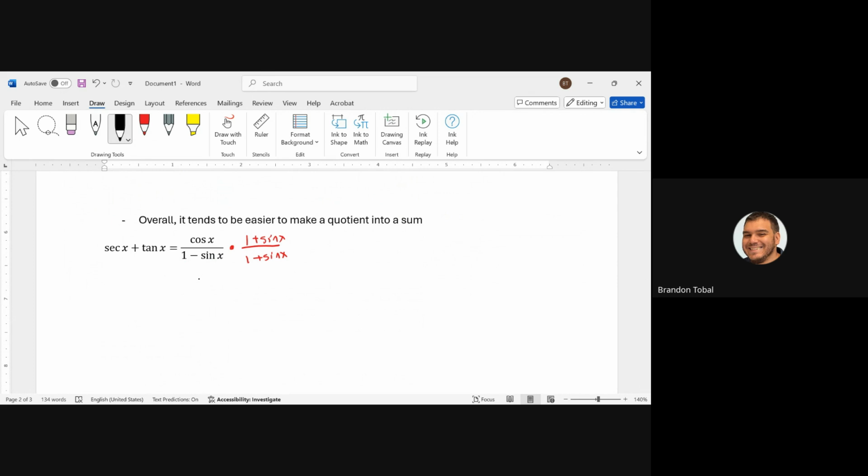I don't want to FOIL, actually. I'm going to leave it like this for now. So cosine x times 1 plus sine x over 1 minus sine x times 1 plus sine x. Again, that is a difference of squares. So it's 1 minus sine squared x. Since it's 1 minus sine squared x, I could rewrite that, manipulating the Pythagorean identity, as cosine squared x on the bottom.